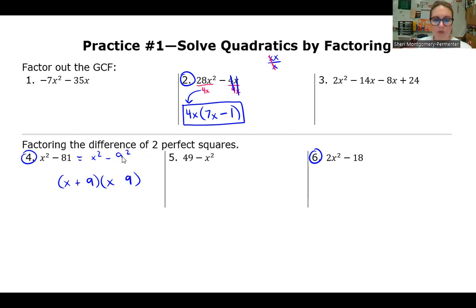Exactly. One of them is plus, one of them is minus. It doesn't matter what order. So you can take those parentheses and you can switch the order and it's fine. It does not change your answer.